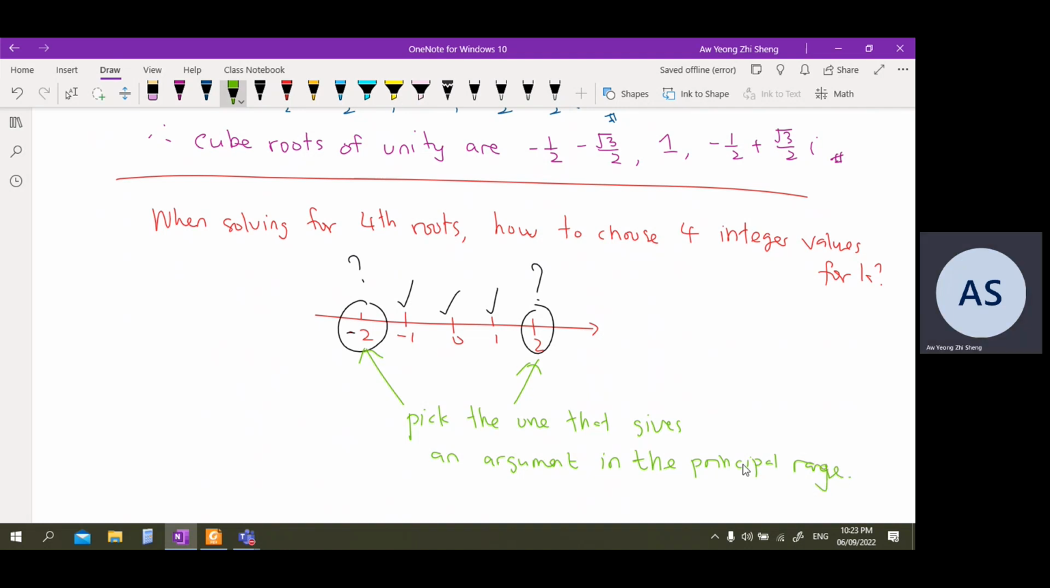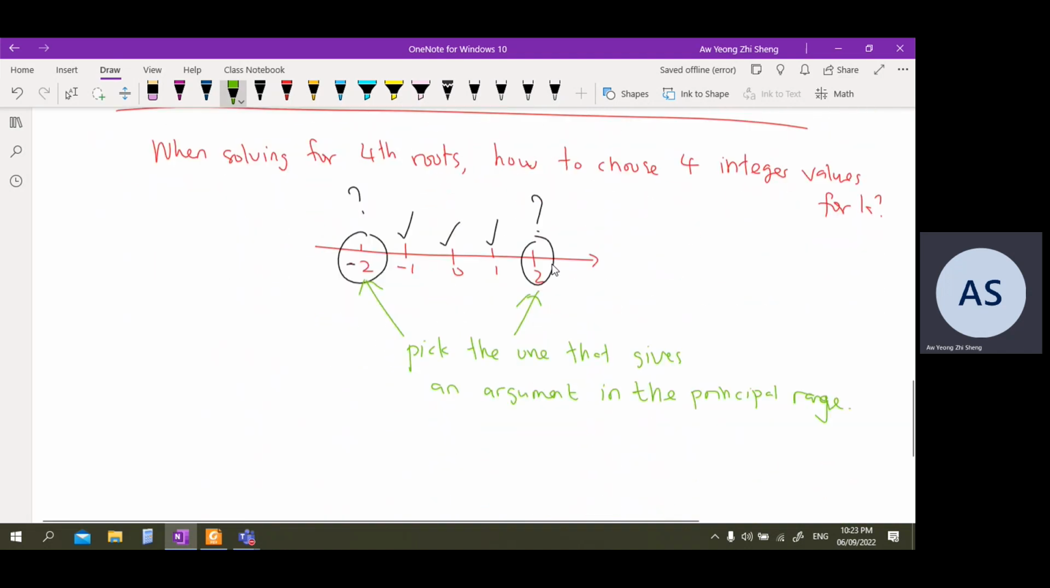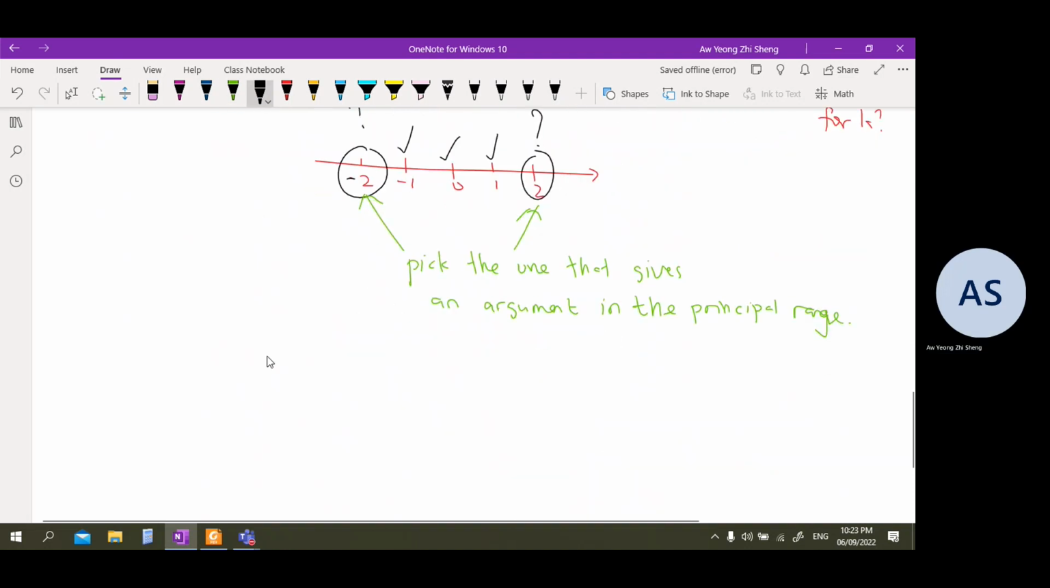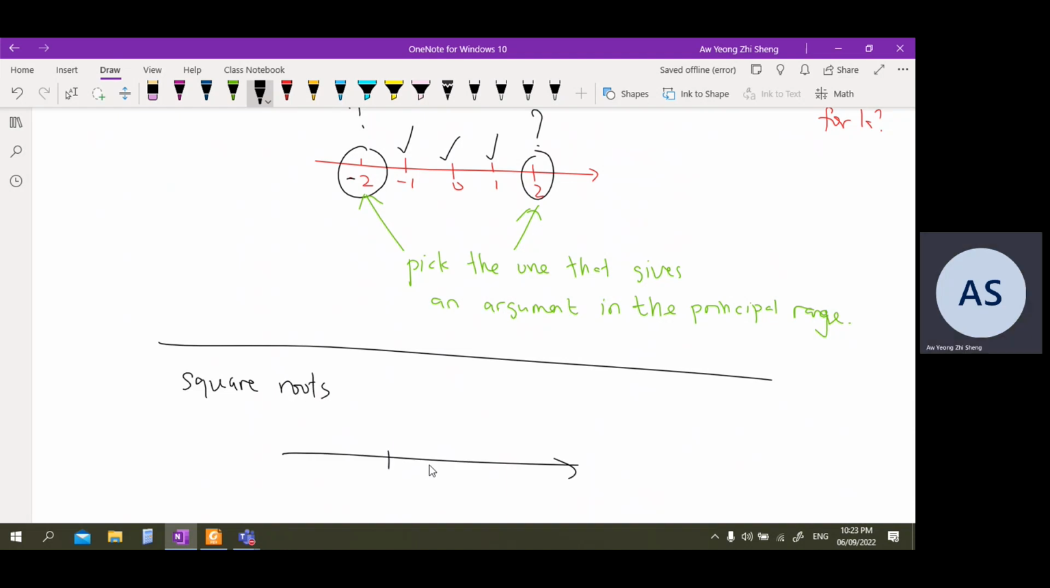Yeah, so this is how we decide. Later, there will be one exercise question that asks us to solve for the fourth root, and so later you will see how it works. Okay. And similarly, if you use the polar method to solve for square roots, how to choose your k, you will need to choose 2 values of k. Obviously, 0 must be chosen, but what is the second nearest to 0?